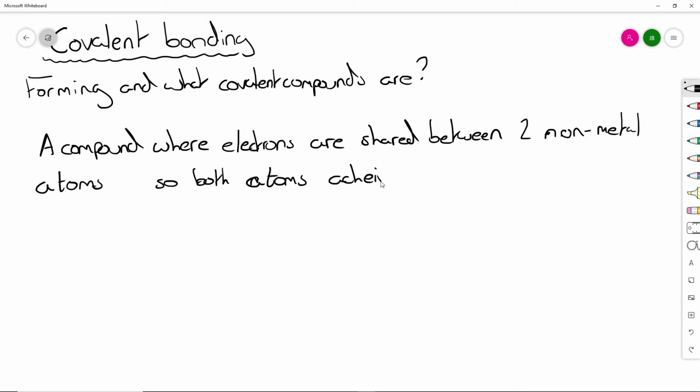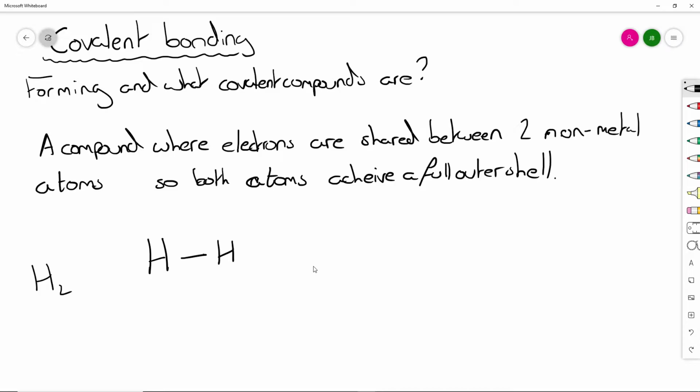So both atoms achieve a full outer shell, because everything is about stability. Getting to that full outer shell is the most important thing for them. They are getting there to become stable. So a good example we could talk about is hydrogen, H2. They are sharing an electron each. Now both of them have 2 in their outer shell, making them stable.